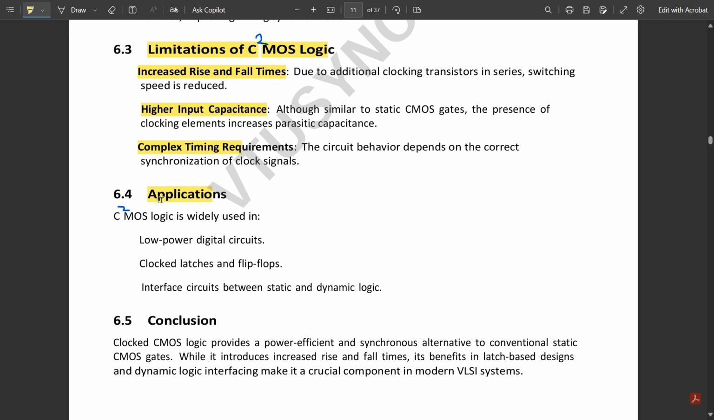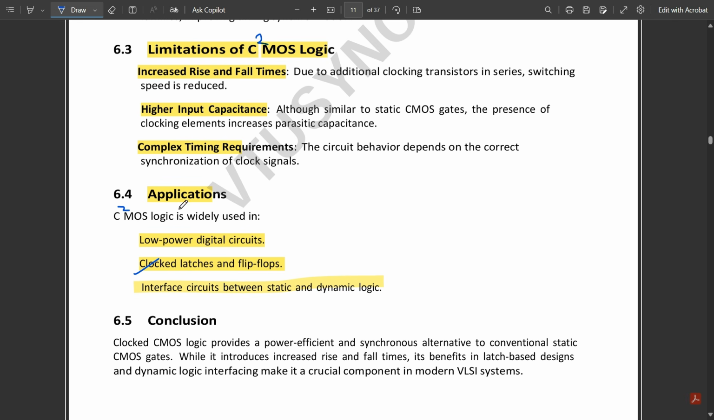Then we have applications of C²MOS logic. It is widely used in low power digital circuits, clocked latches and flip flops, and interfacing circuits between static and dynamic gates. This is one important application, which we are going to discuss in the fifth module. Clocked CMOS circuits are mostly used in flip flops, because in the JK flip flop or the SR flip flop there is a clock signal. If you are asked to draw the CMOS implementation, then using C²MOS logic you can replace that clock signal.